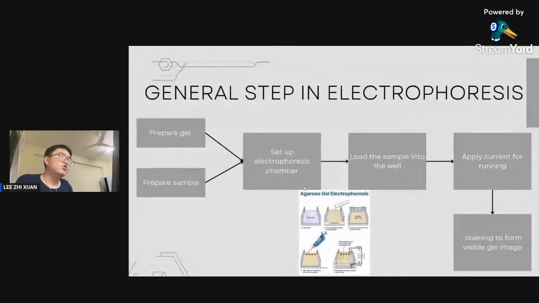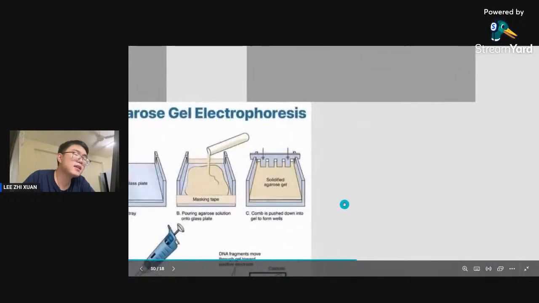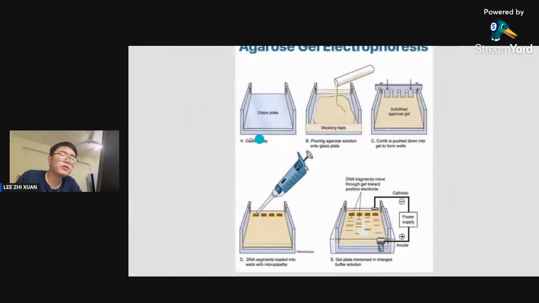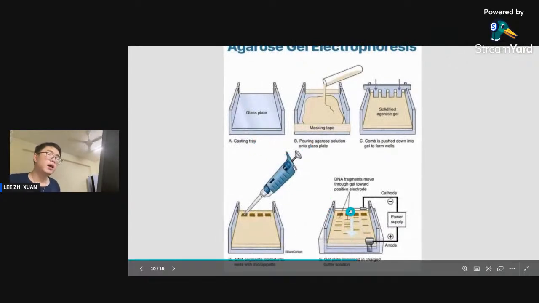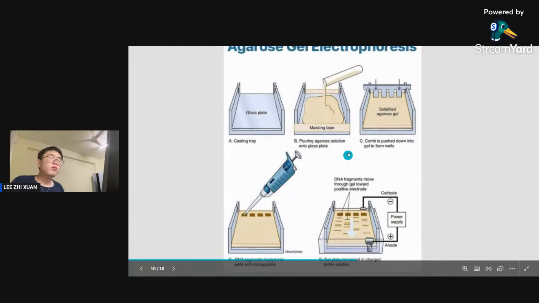So what are the general steps in electrophoresis? Actually, it's very difficult to imagine. I'll keep it simple. Actually you don't need to know it. This is just knowledge for you, because most school teachers are not very focused on this topic, but this topic comes out many times in essay questions. It wants you to explain the principle of gel electrophoresis. So actually you should know it.